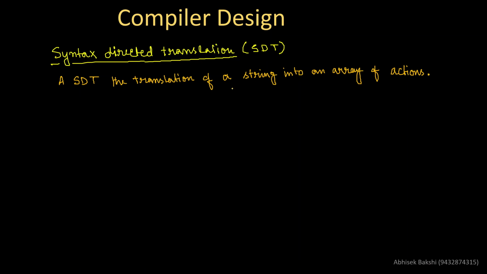Okay, so what does it mean? Translation of a string. What string? For example, you can take a situation like this. If I have a string, say string W, as I told you, A plus B multiplied by C. If this is my string, then this SDT represents what should be the array of actions. What does it mean? That means I have to multiply this B and C first.